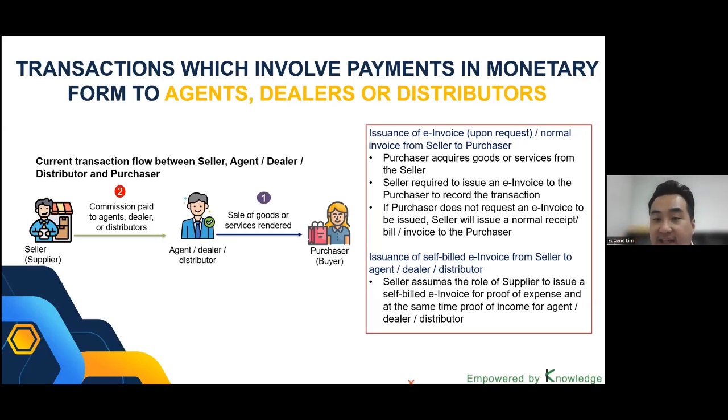But if the agent wants to collect the commission, at that time, if they are doing business, they are required to issue an e-invoice to the supplier. If the agent is not doing business, like a normal agent running the business on behalf of the supplier, then they need not prepare the e-invoice. In that manner, the supplier is required to prepare a self-bill e-invoice.